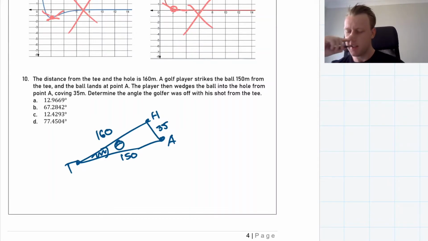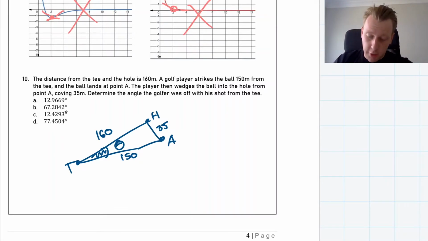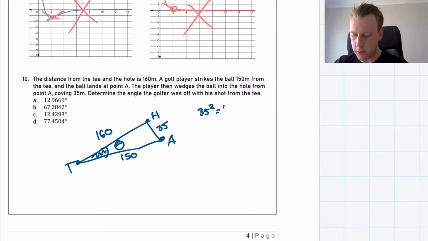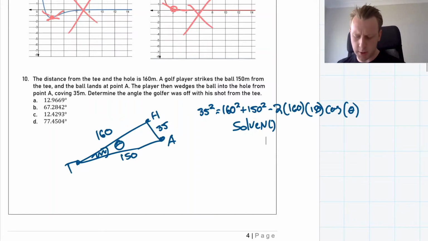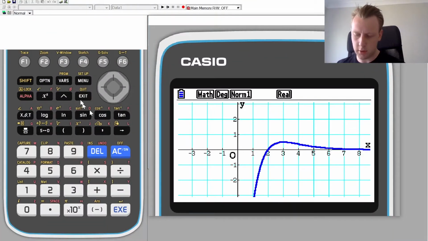Here, I'm going to stay in degrees because all my answers are in degrees. I'm just going to use solve N on this. This is just the cosine rule. So I'd say 35 squared equals 160 squared plus 150 squared, subtract 2 outside of 160, outside of 150, cos of theta. Double check that I'm in degrees. I'm not going to solve this algebraically. It would just take too long.